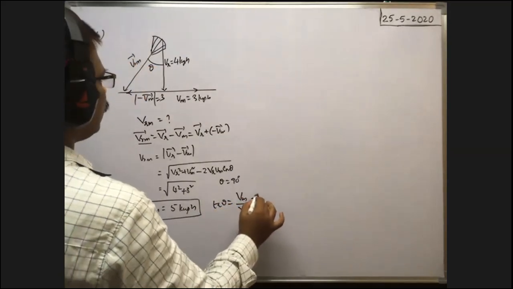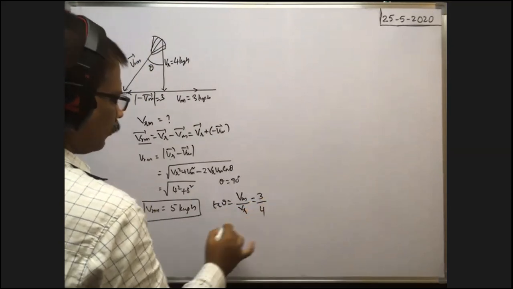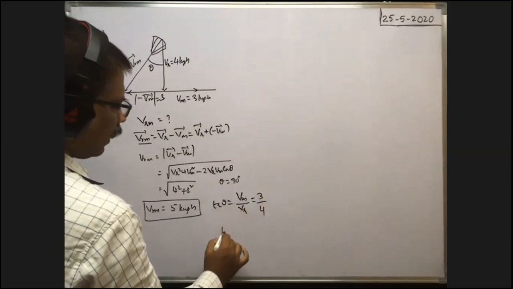VM means 3 by VR means 4, 3 by 4. So tan theta is equal to 3 by 4, or theta is equal to 37 degrees.